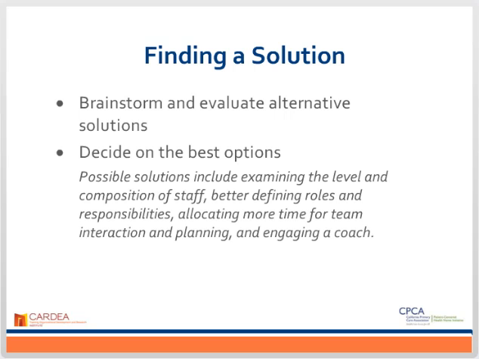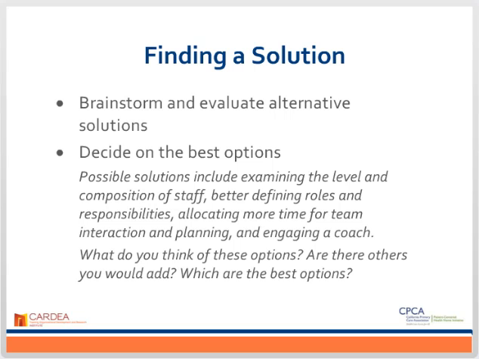Second, brainstorm and evaluate alternative solutions and decide on the best options. Possible solutions include examining the level and composition of staff, better defining roles and responsibilities, allocating more time for team interaction and planning, and engaging a coach. What do you think of these options? Are there others you would add? Which are the best options?